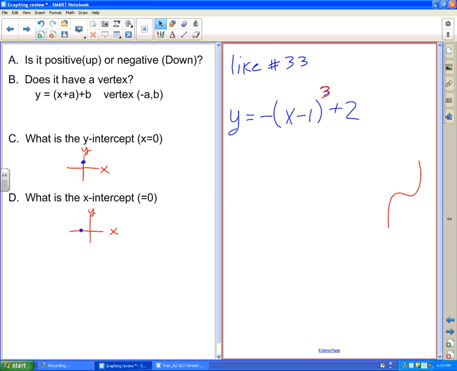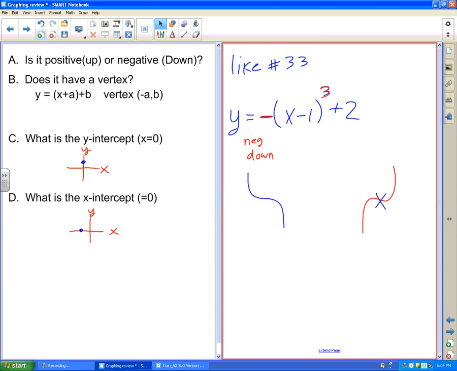I ask, is it positive or negative? That shows up right here. So that means it's a negative, so it's pointing down. In other words, it's not like this. It's going to be flipped upside down, which makes it go like this.